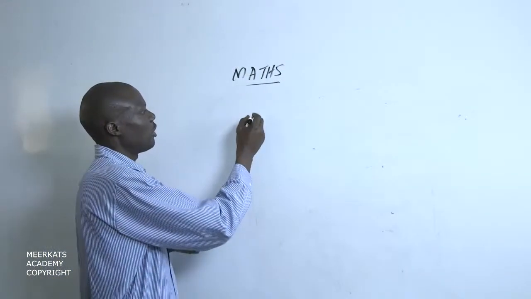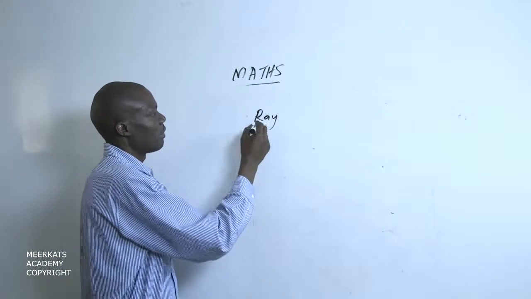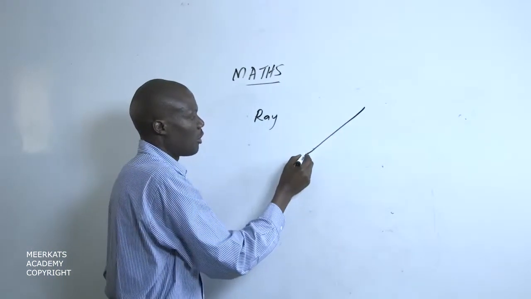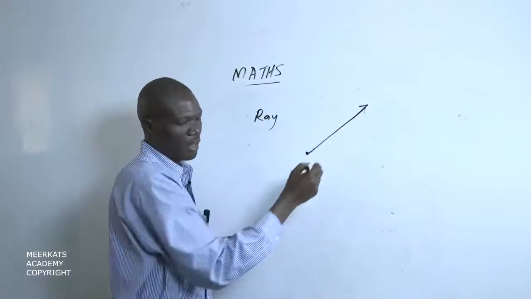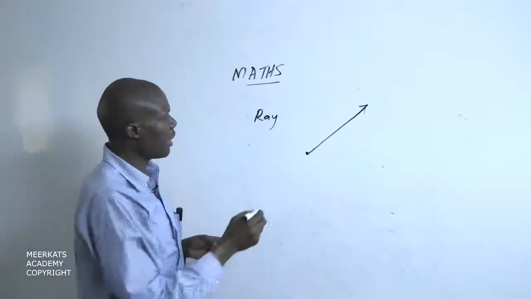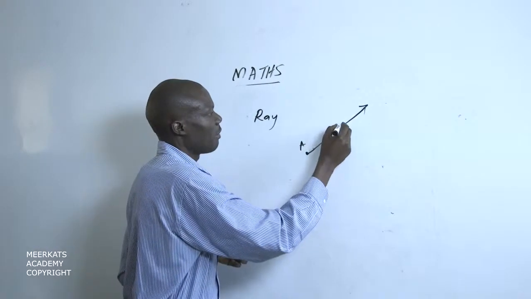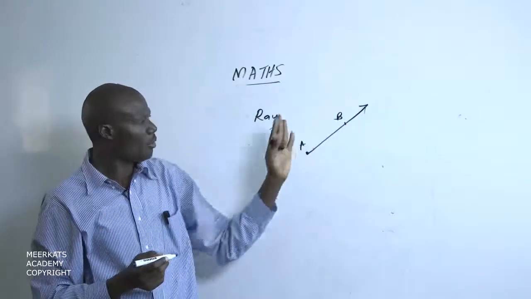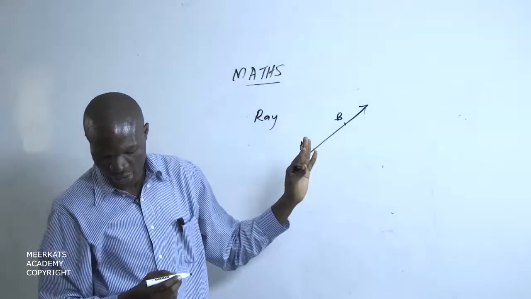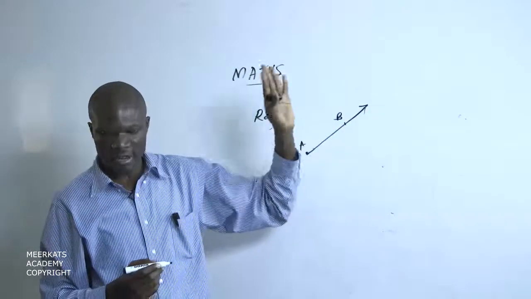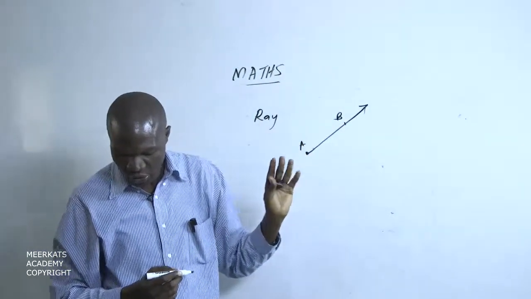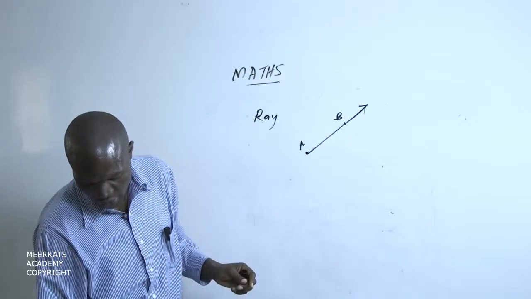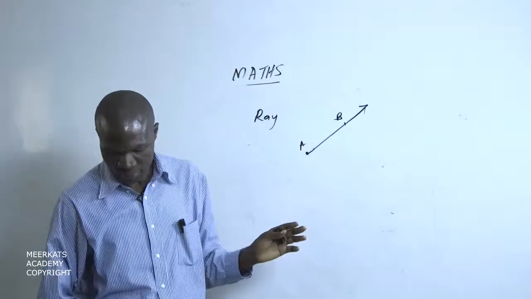We have what we call a ray. A ray is simply an arm. We have a point and we have an arrow at one end. And for a ray, if we had A, B, but it's moving in one direction through B endlessly, we call this a ray because it has one end running indefinitely. So this is what we actually call a ray, or alternatively, we can also call it an arm.